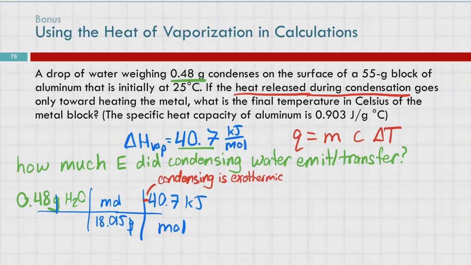There's other ways that you can figure out the correct answer even if you don't know it's negative. It's fine. But little concept check for you. So 0.48 divided by 18.05 times negative 40.7. Let's just write it. Negative 1.08 kilojoules. This is energy released by water.